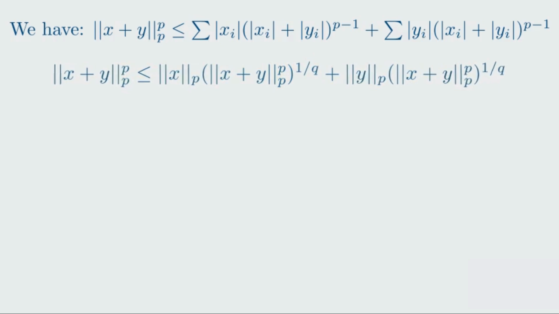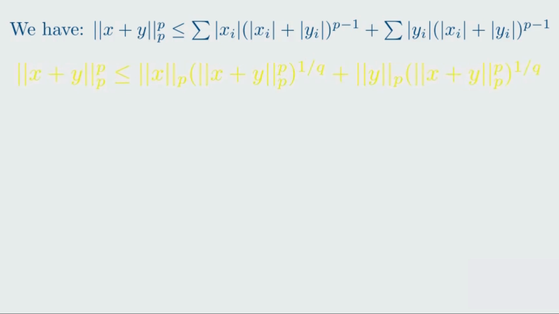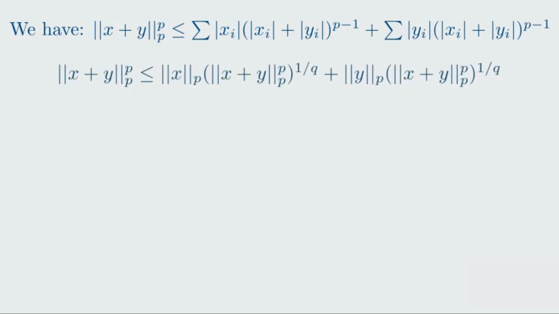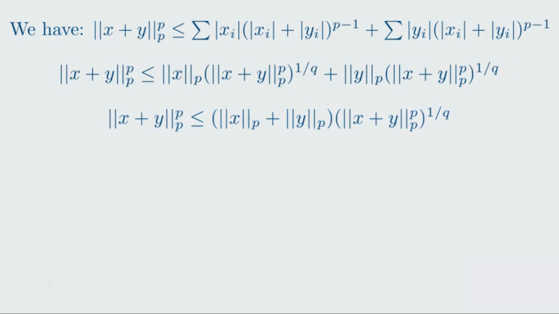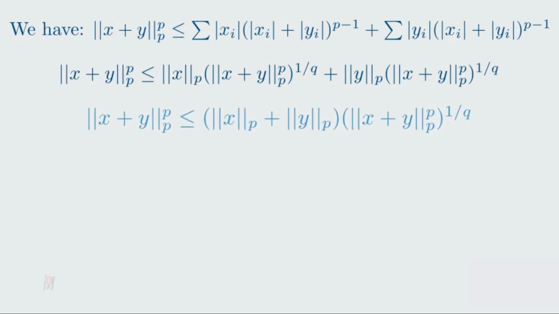Notice the term that is common to both new expressions on the right-hand side. It's the p norm of x plus y raised to the power of p/q. Let's factor that common term out. This gives us the p norm of x plus y to the p is less than or equal to the product of the p norm of x plus the p norm of y and the p norm of x plus y to the p/q. Now we have the p norm of x plus y on both sides of the inequality.